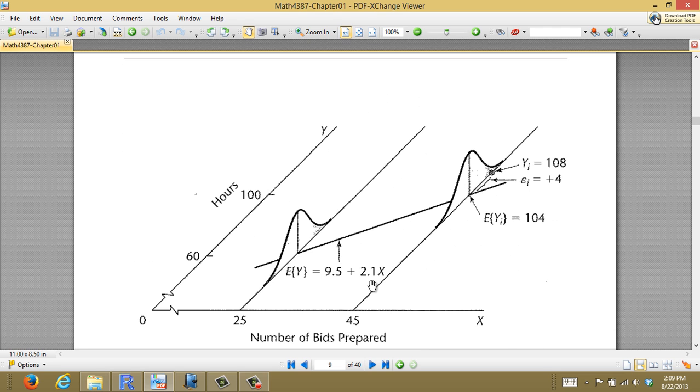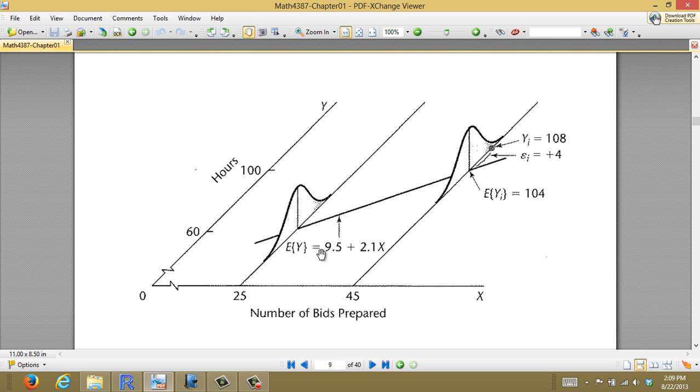So this graph is trying to indicate exactly what we're talking about. This is the x-axis, this is the y-axis. We're looking at the number of hours to prepare the bid versus the number of bids prepared. And you can see this straight line right here is the functional relation, the regression function, equal to 9.5 plus 2.1x. So that's a straight line. This is the average response, the average number of hours it takes to prepare a bid versus the number of bids that have to actually be prepared.